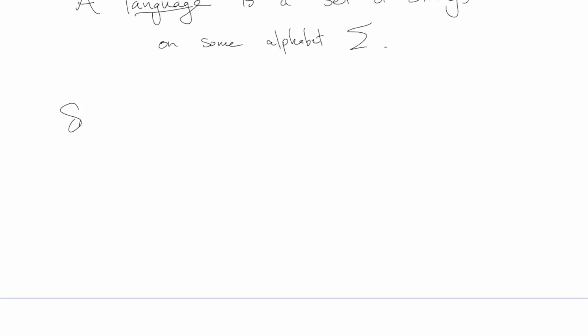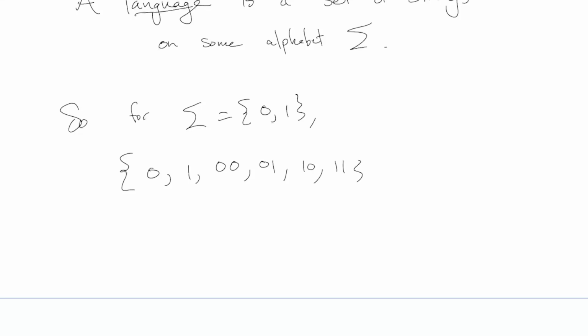So, for example, for the alphabet of 0 and 1, here's an example of a language: 0, 1, 00, 01, 10, 11. That's a language. If I were to describe this in words, I would say this is the language of all strings of length 1 or 2 on this alphabet. That's a language.